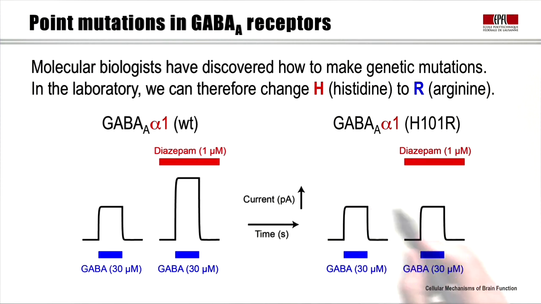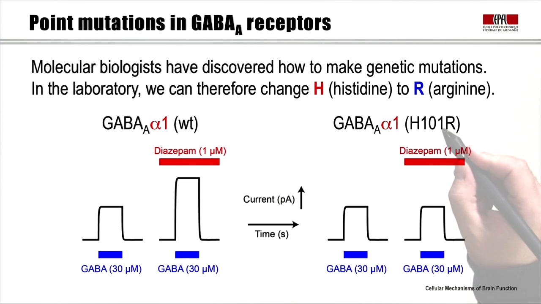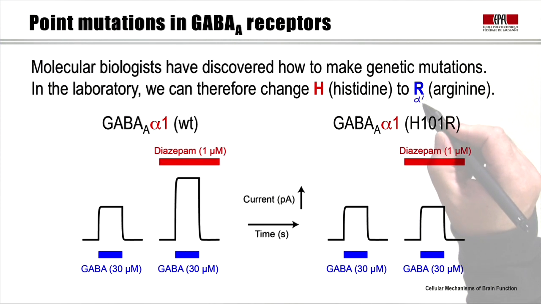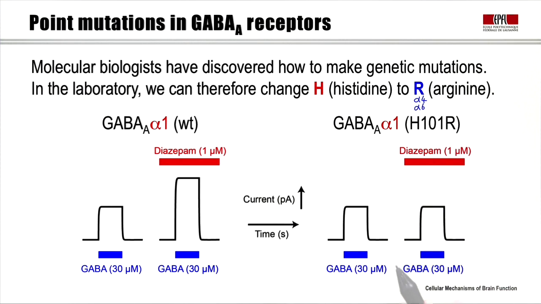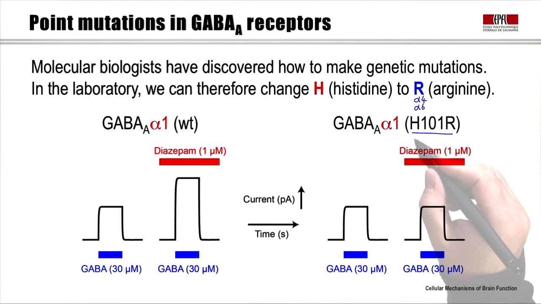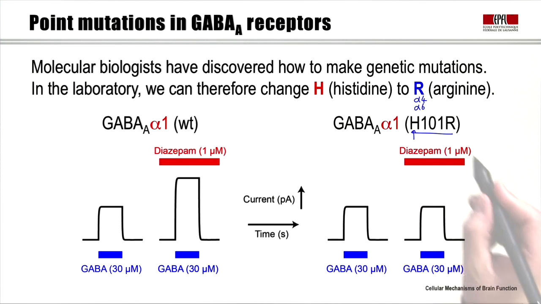Now, in the mutants, where we take the histidine at position 101 and change it to an arginine, that's what's typically present in the alpha 4 and alpha 6 subunits, these are the ones that are insensitive to diazepam. Now we change just this one amino acid in the alpha 1 subunit, and now when you apply diazepam, there's no potentiation of the GABAergic currents. It's the same in the presence of diazepam as it is without diazepam when this point mutation has been carried out. And so it turns out that this histidine in position 101 is essential in order for diazepam to mediate its effect at potentiating the GABA A receptor.